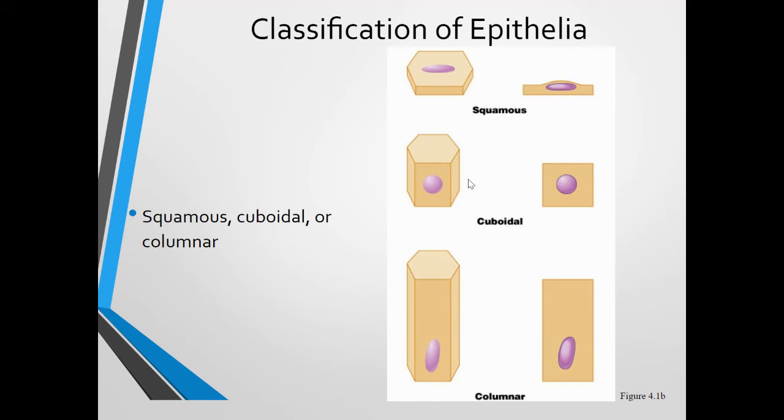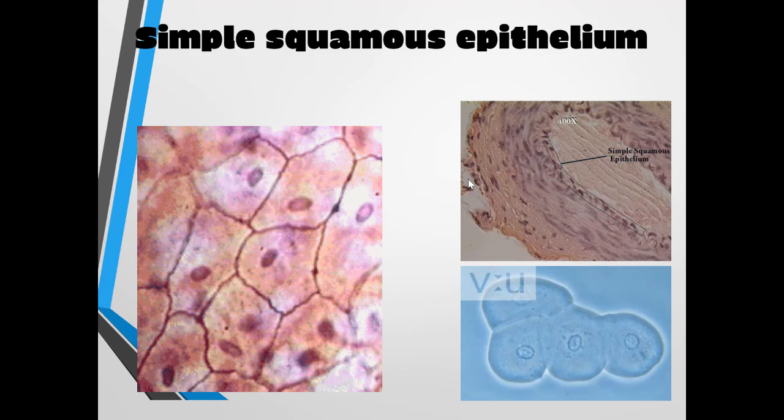They also can be classified based on the shape of the cell. Squamous is often egg-shaped looking, flattened oval. Cuboidal is like a cube, and then columnar is like a column. So columnar is rectangular, cuboidal is square, and squamous could be oval. And each of those, remember, can be simple or stratified.